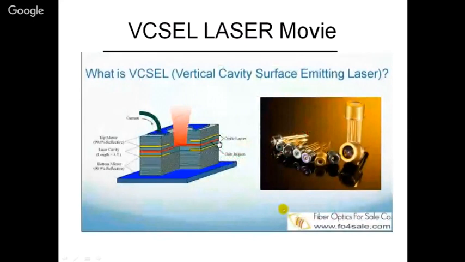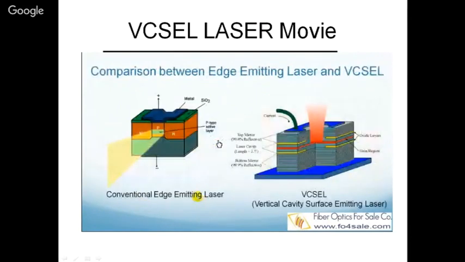Hello everyone, this is Colin from Fiber Optics for Sale. In this video, I will explain what is a VCSEL laser. So let's get started. VCSEL stands for Vertical Cavity Surface Emitting Laser. VCSEL emits light in a cylindrical beam vertically from the surface of a fabricated wafer, and it offers many advantages when compared to conventional edge emitting lasers. Now let's take a comparison between a conventional edge emitting laser and a VCSEL laser. The left picture shows a conventional edge emitting laser.